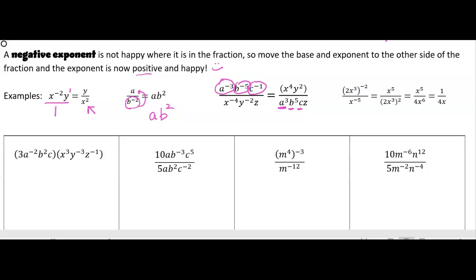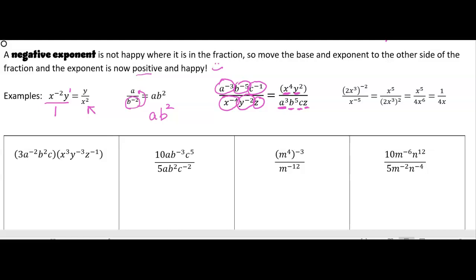Now the bottom, I always just go across the top, and then I go across the bottom. So x to the negative 4 is not happy in the bottom. Bring it up to the top, and it becomes x to the positive 4. And y to the negative 2 is not happy in the bottom of the fraction. Bring it up to the top of the fraction and it becomes y to the positive 2. This is z to the first. It's happy where it's at. It's already got a positive power. Leave it down there where it's at.